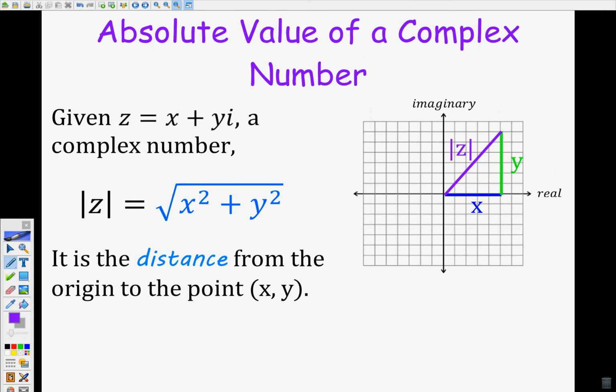To be able to find the absolute value of a complex number, we are calling z our complex number, where x is the real part and y is the imaginary part. So z equals x plus yi is a complex number. And then in order to find the absolute value of z, we are just going to take the square root of x squared plus y squared. And as you see on this triangle over here on the right, it's all coming from Pythagorean theorem. So our absolute value of a complex number is just the distance from the origin to that point.